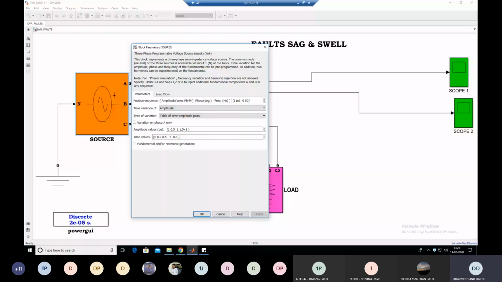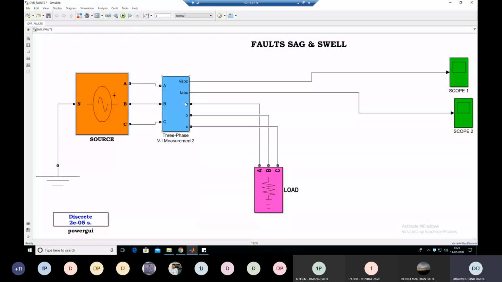So how to measure this? That means measure by using the scope here. You can see that for that we have the three-phase VI measurement. The three-phase VI measurement measures these three-phase quantities, voltage and current, that we have measured here in scope 1 and scope 2. So here I run the simulation and observe what is in scope 1, the three-phase voltage, and what is in scope 2, the three-phase current. Does it create voltage sag or voltage swell or not, as per the changes happening in the source, here.